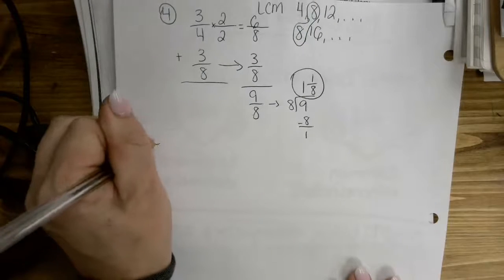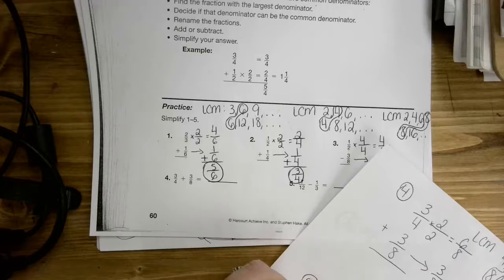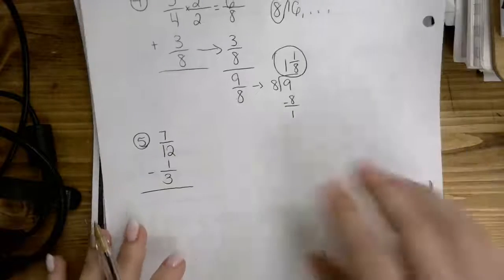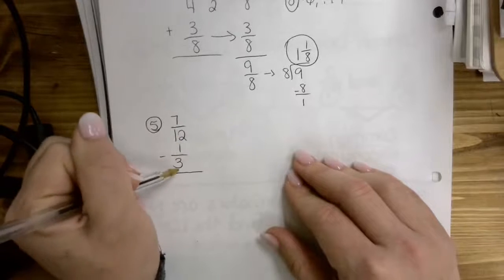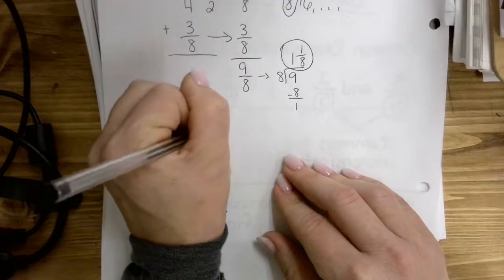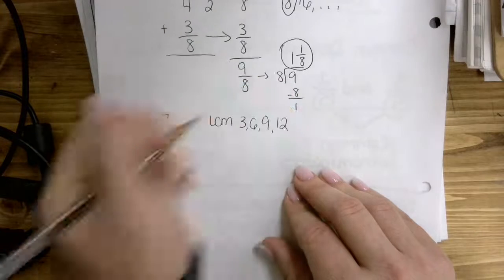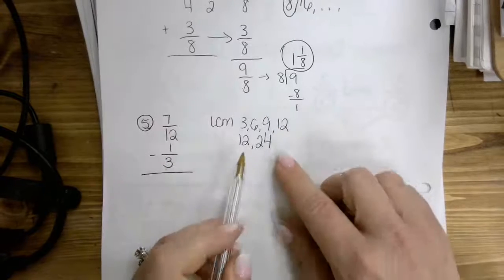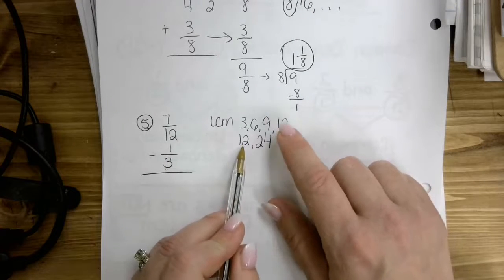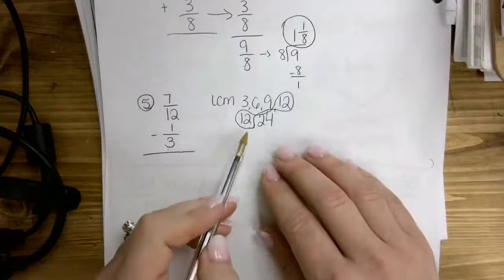Okay. Last but not least is number 5. And number 5, I have 7/12 minus 1/3. I'm going to do it on this sheet of paper here. So I don't have the same denominator, so I got to change those. So for 3, I have 3, 6, 9, 12. And then for 12, notice how I'm stopping when I see that there's a repeat in the list here. So obviously 12 is my denominator, or my LCM as well.